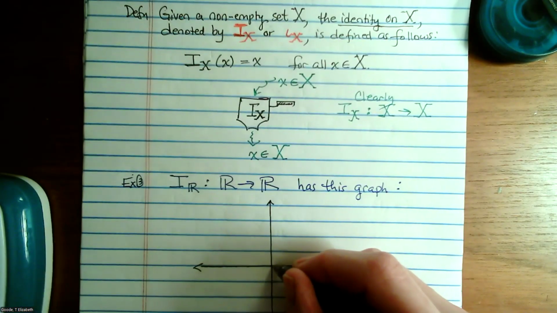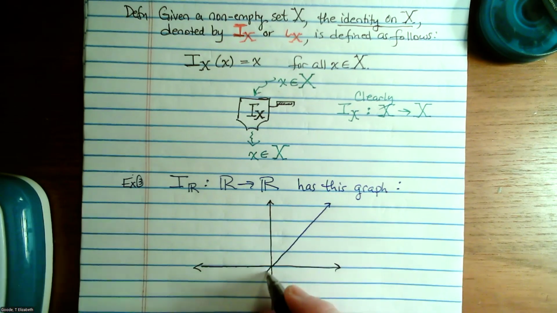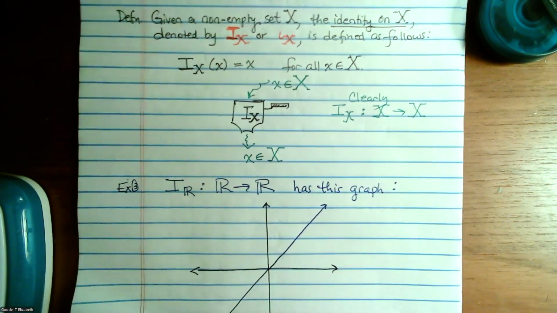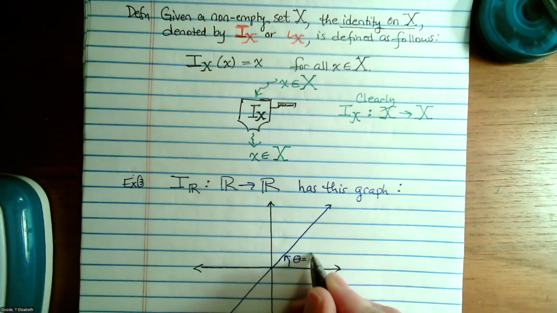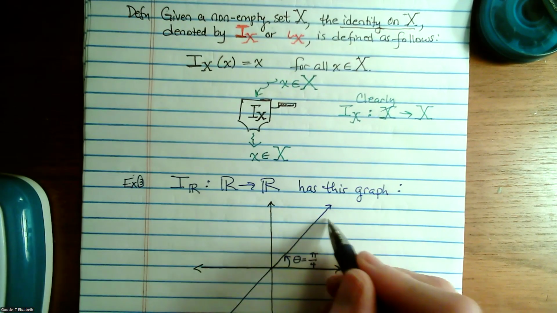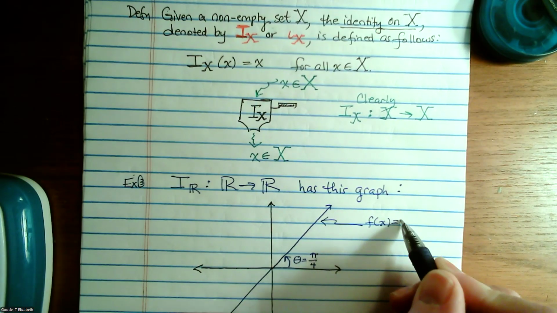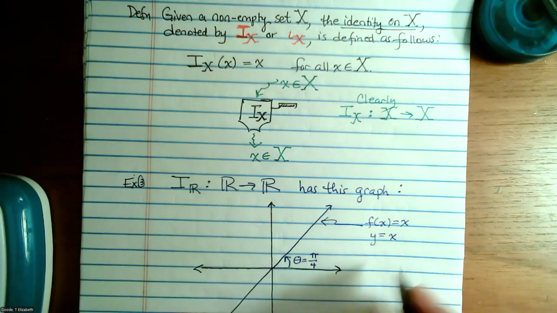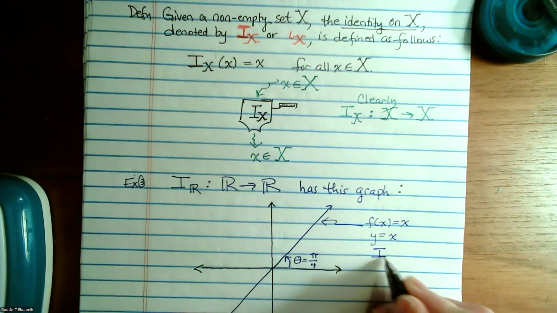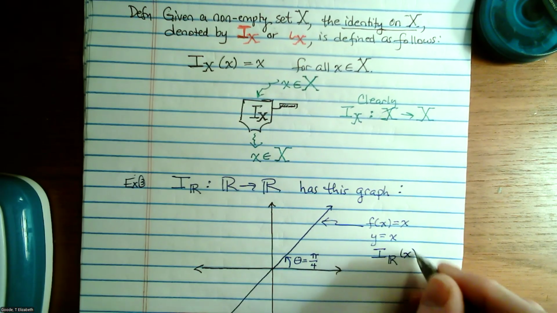It's the line, the straight line that makes a 45-degree angle with both axes. It's known as f of x equals x or y equals x. But in fact, it's the identity function on the reals, f of x equals x.